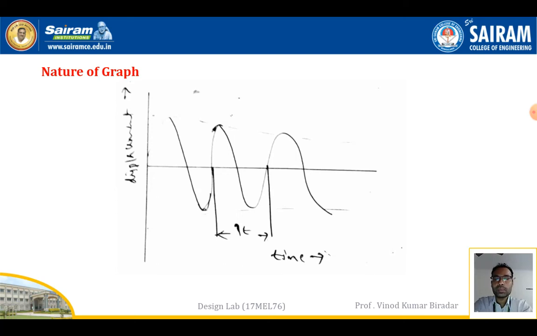Here, consider one cycle. That distance you consider as a time, that is xt, which is called the time period. That distance you can consider in centimeters or meters. From the graph, that one cycle distance you are going to take in the calculation part.